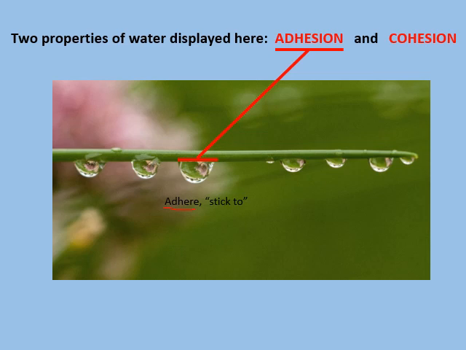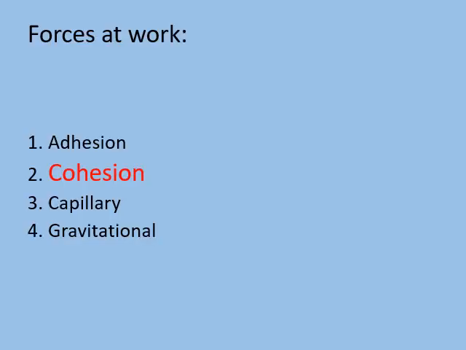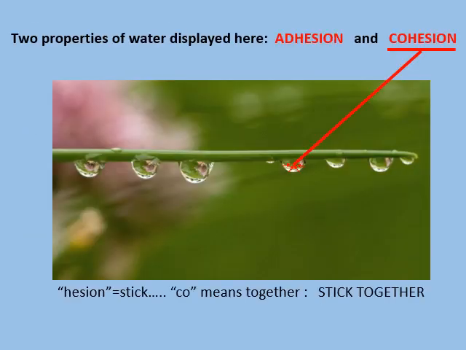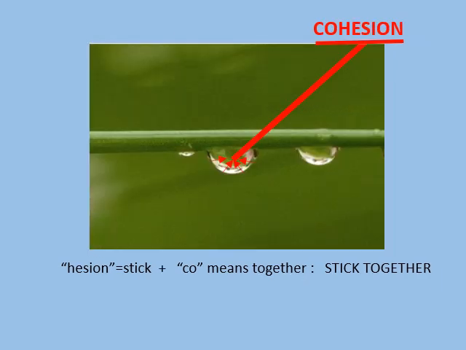It's going to stick. When we look at cohesion, cohesion is where water sticks to itself. Co meaning together, right? Stick together. So these are two forces that we need to make sure we distinguish. Adhere or adhesion is to a surface. Cohesion is water sticking to water. That's how we get these droplets forming, because the water sticks to the neighboring water molecules. He's got these little arrows depicting that.